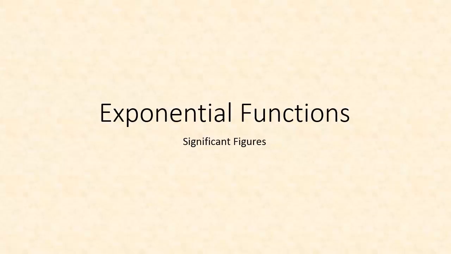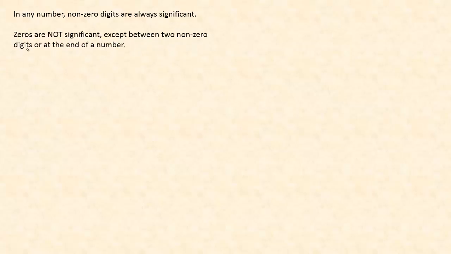Significant figures. In any number, non-zero digits are always significant. Zeros are not significant except between two non-zero digits or at the end of a number. Often when saying this, we mean a decimal number.